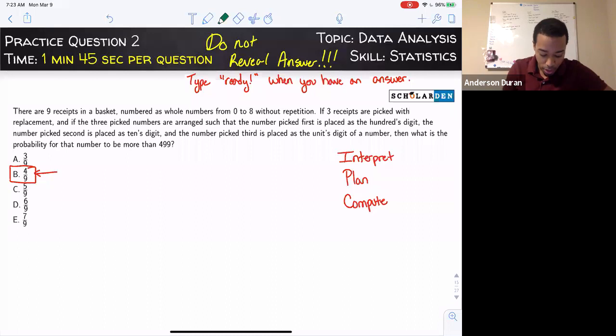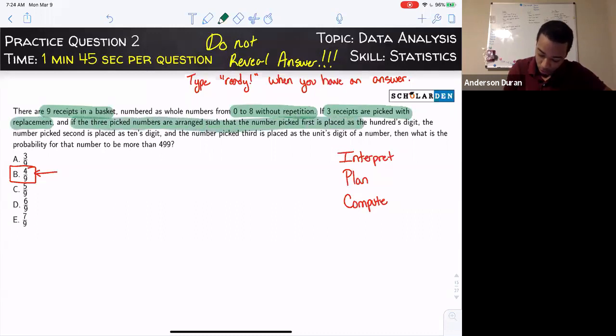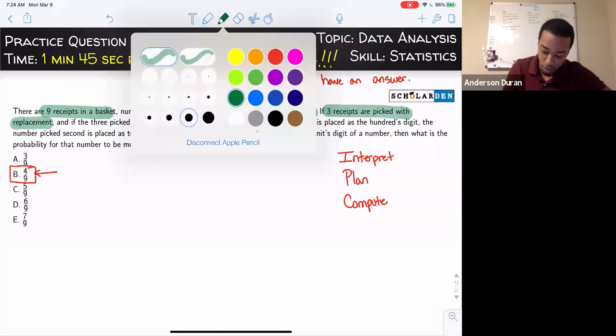So there are 9 receipts in a basket. Okay, 9 receipts, numbered as whole numbers from 0 to 8 without repetition. If 3 receipts are picked with replacement and they're arranged such that the number picked first is in the hundreds digit. Okay, so this is really important now.